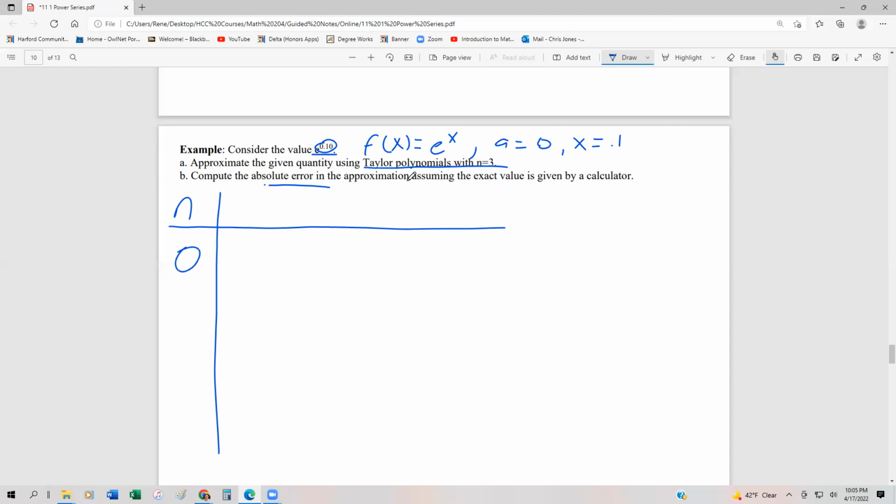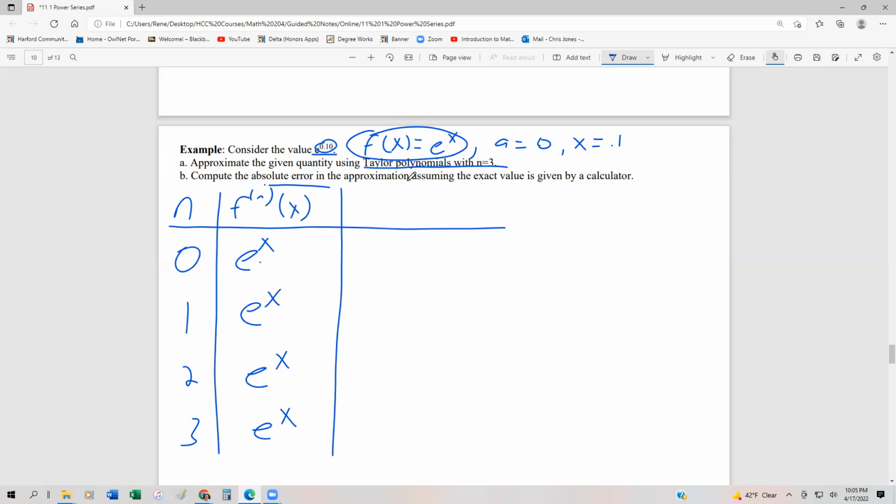So n is 0, 1, 2, and 3. This one's going to be really easy because we're just going to find the nth derivative. Remember, we always start off with the original function, which is e to the x. And guess what's really nice about this? Every time we find the derivative of e to the x, we get e to the x. Last thing we're going to do is find the nth derivative at a equals 0.